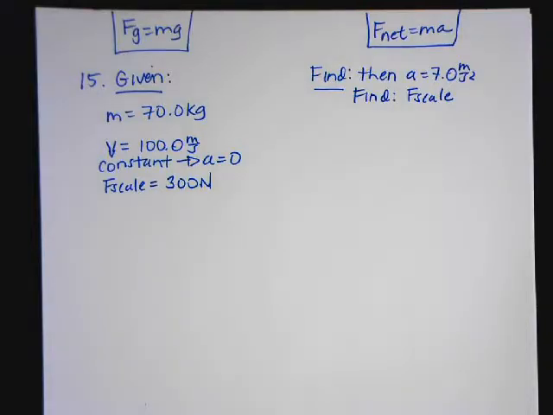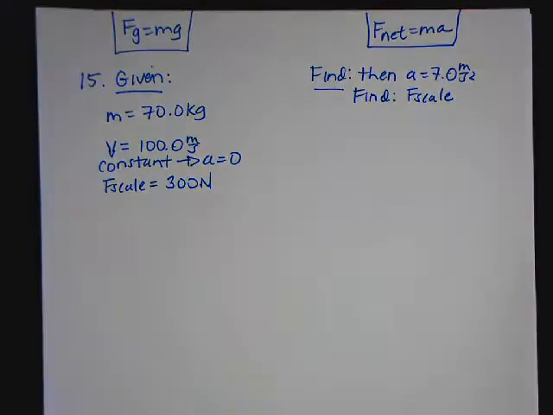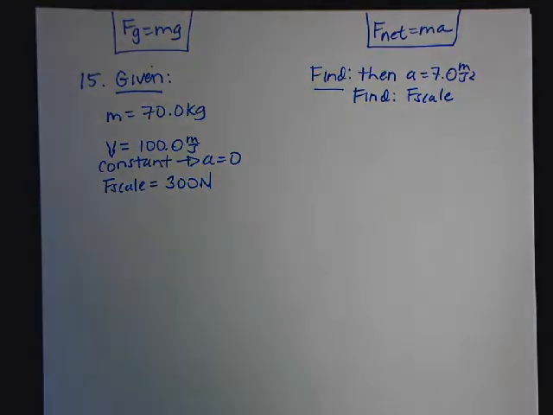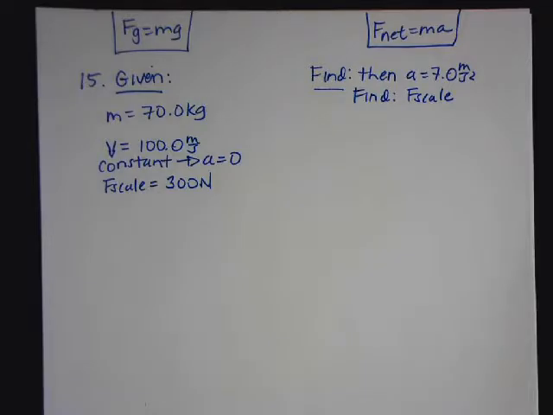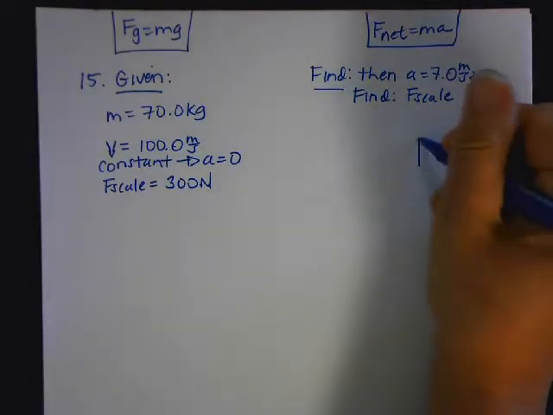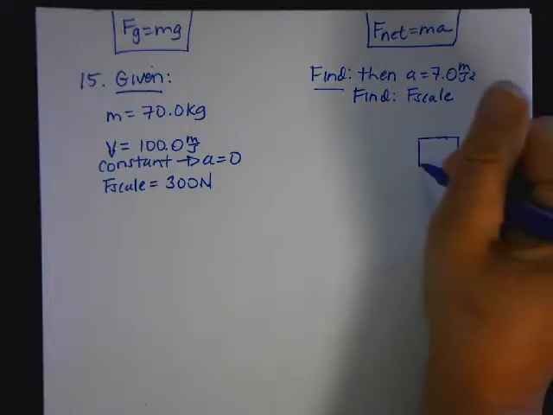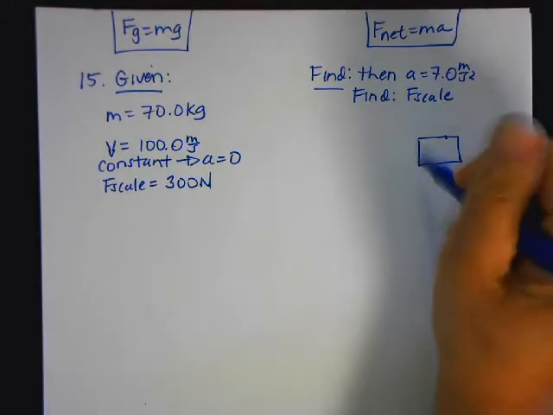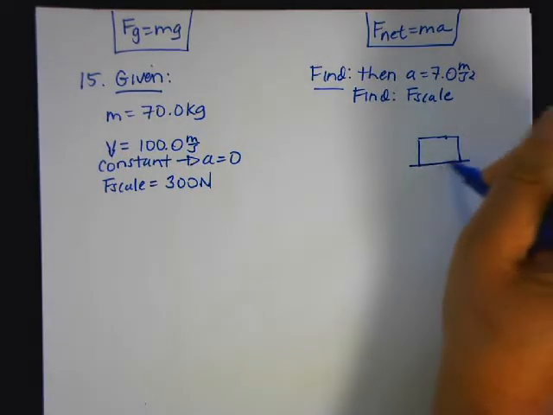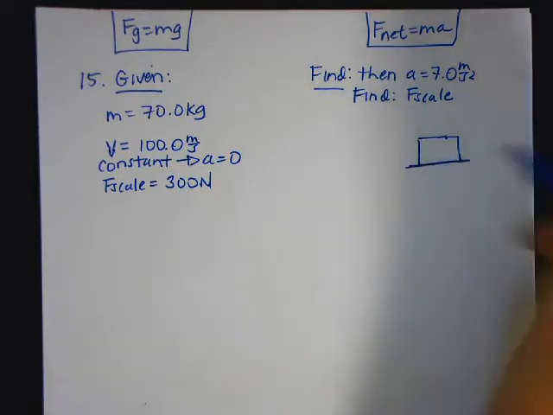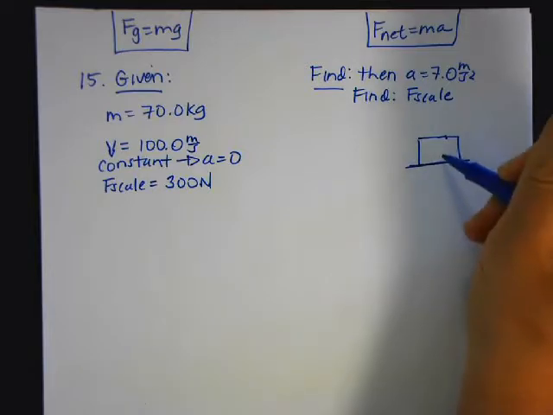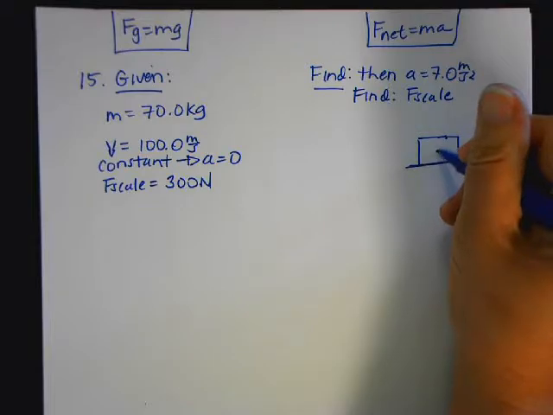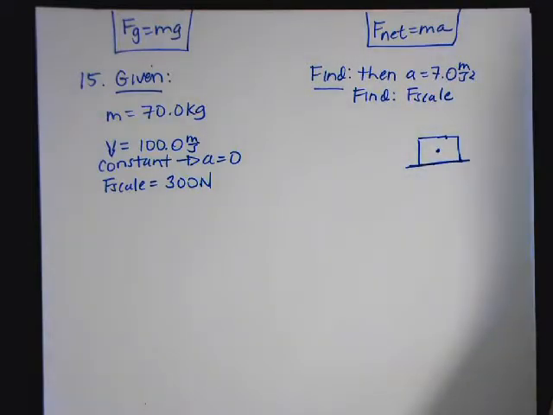So the first thing that I'm going to do is draw a free body diagram. A free body diagram shows all the forces acting on an object. So I'm going to use a box to represent the astronaut. Now he's standing on the scale, so I'm just going to draw a little line showing that there's a contact force between his feet and the scale.